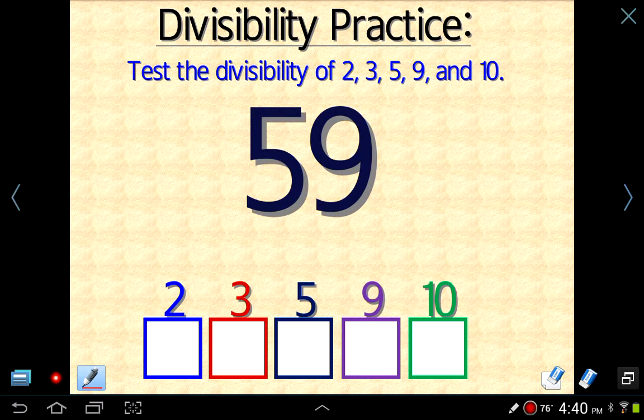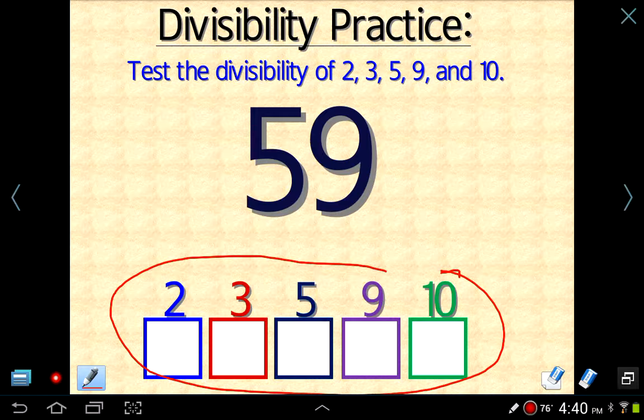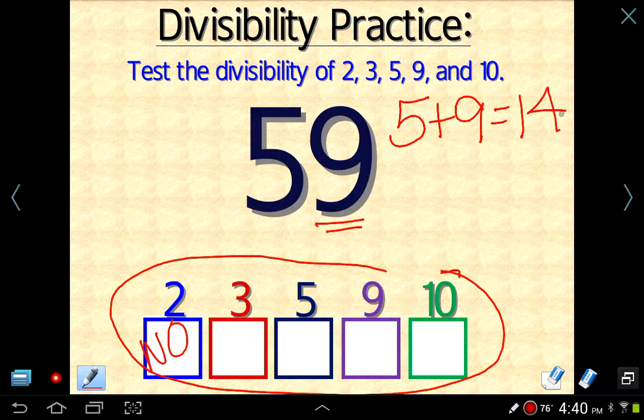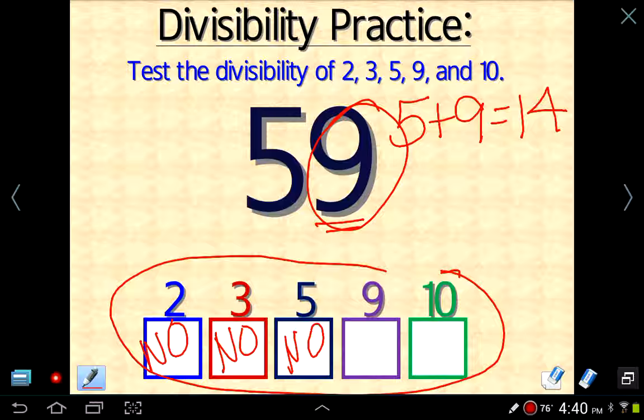59, let's check this out. I bet it's all of them. Let's check out all of them here. I bet all of them go into it, right? Does 2 go into 59? No, that's not an even number, so that would be no. Does 3 go into 59? Well, let's add up those digits. 5 plus 9 is 14. Does 3 divide into 14? No. Does 5 go into it? No, it ends in a 9. It has to end in a 5 or a 0.